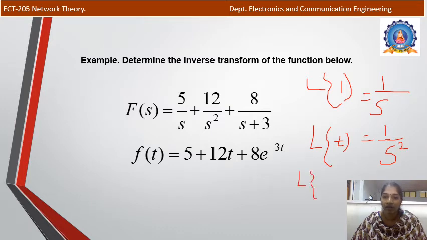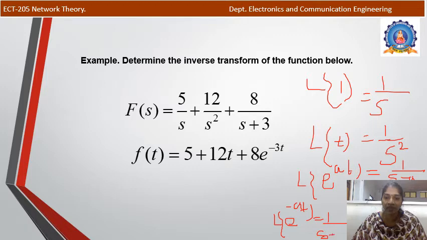Similarly, e raised to at means 1 by s minus a. Here the Laplace transform of e raised to minus at will be equal to 1 by s plus a. Okay. So here we have 5 by s plus 12 by s square plus 8 by s plus 3. So 5, 12, 8 are all coefficients, so we can take them as constant values.